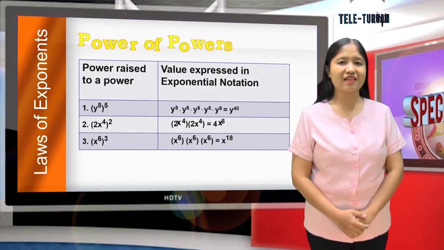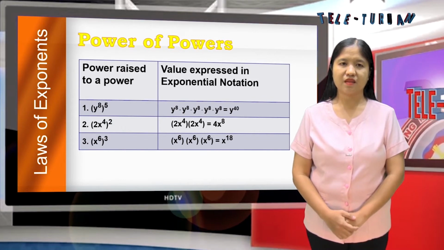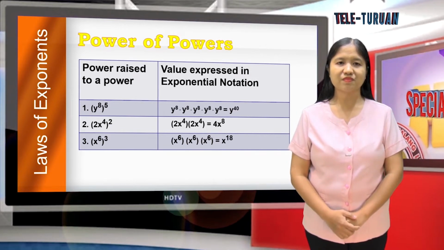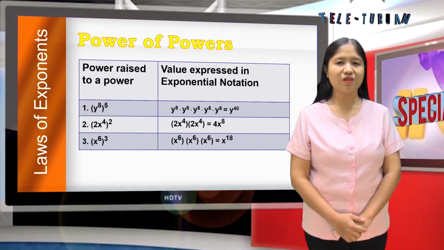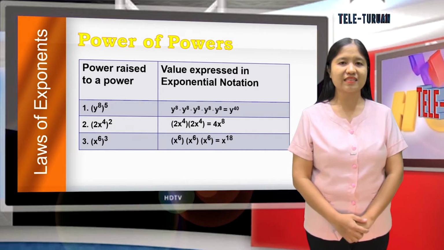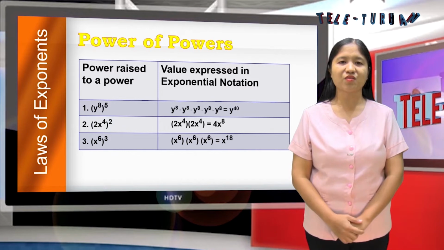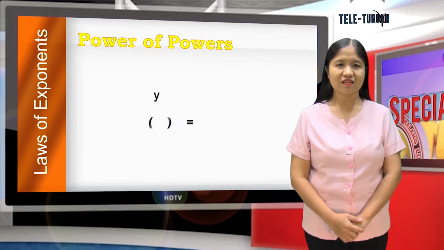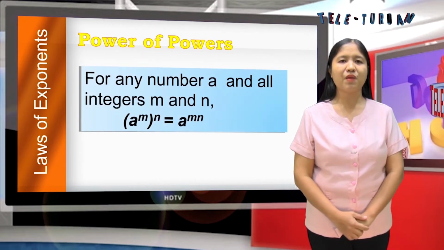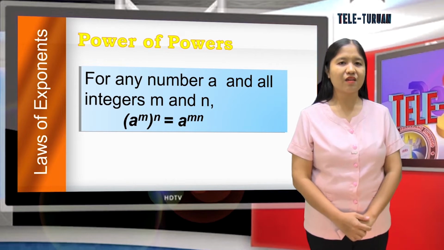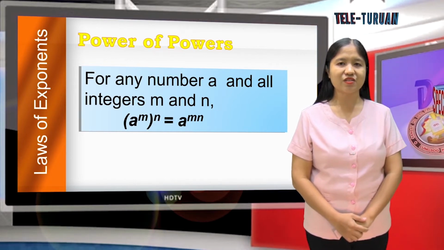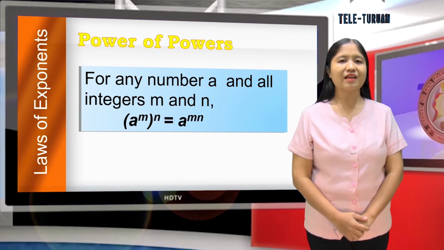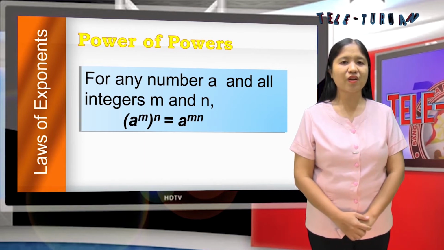Now, let us study the given table. Can you find an easy way of finding the result written in the second column? If you have not seen the rule, look and observe how the exponent in the second column is obtained from the exponent of the first column. Can you determine the second law of exponent? The second law of exponents is called power of powers, which states that for any number a and all integers m and n, the quantity a raised to m quantity raised to n is equal to a raised to m times n.